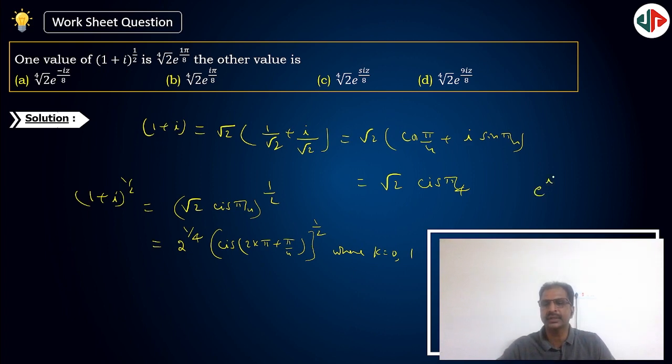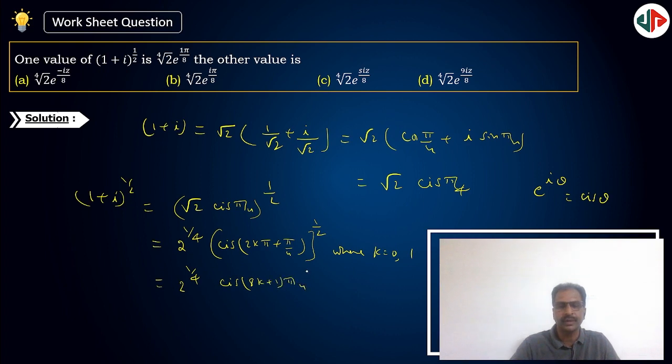And what is Euler's identity? E power I theta is nothing but cis theta. So this can also be written as 2 power 1 by 4, take LCM, cis of (8k pi plus pi), that is (8k plus 1) into pi by 4, whole power 1 by 2. So this is nothing but 2 power 1 by 4, cis theta whole power n, cis (8k plus 1) into pi by 8. This is pi by 8.